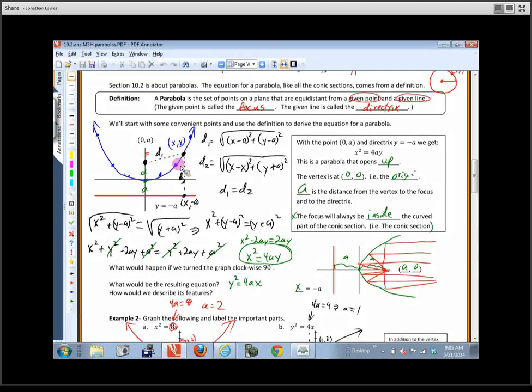Latus Rectum. Okay, let's all say Latus Rectum really loud, please. Okay. Thank you, Mr.